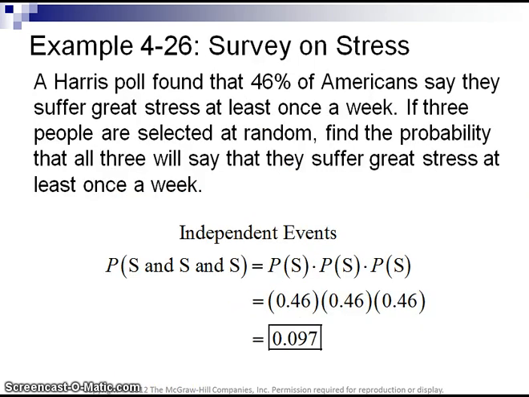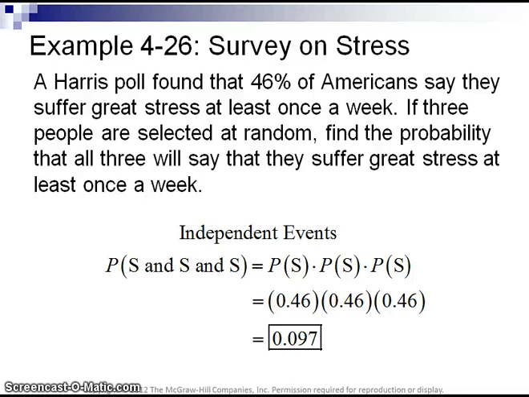Okay, another problem found in your text that deals with independent events. And this one's worded a little differently. Notice here we've got a Harris poll that found 46% of Americans say they suffer great stress at least once a week. If 3 people are selected at random, find the probability that all 3 will say that they suffer great stress at least once a week.